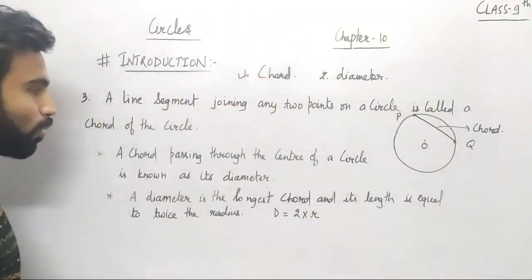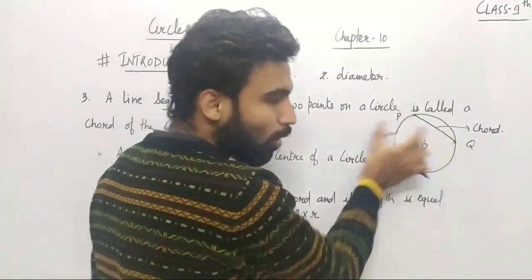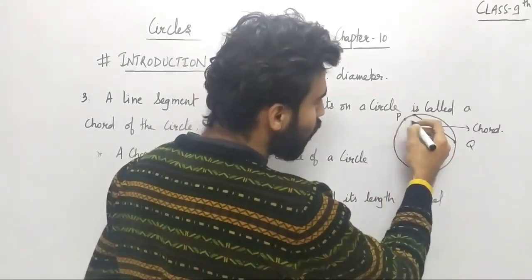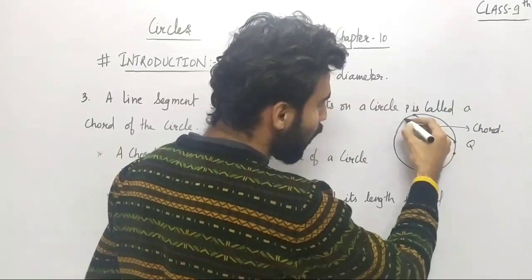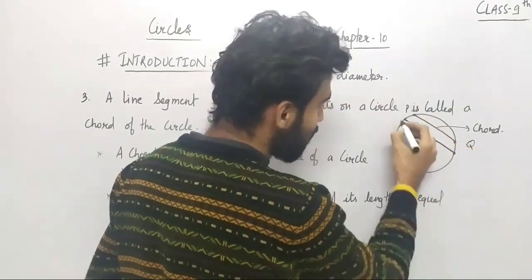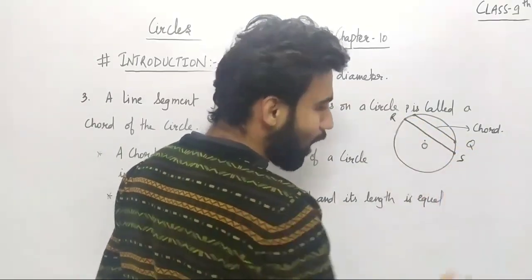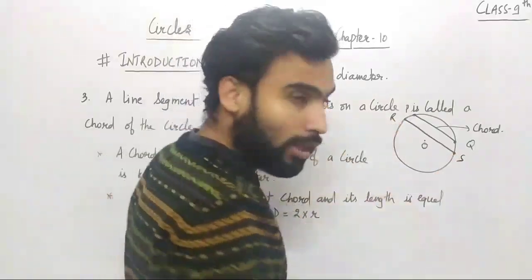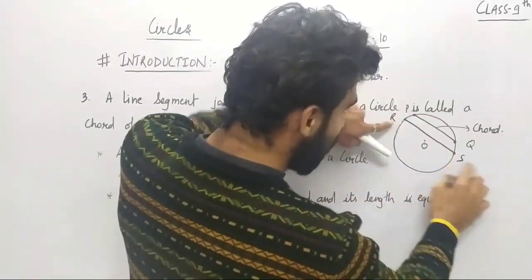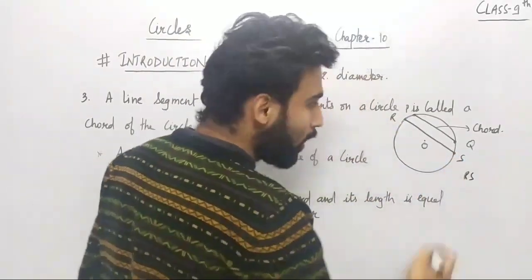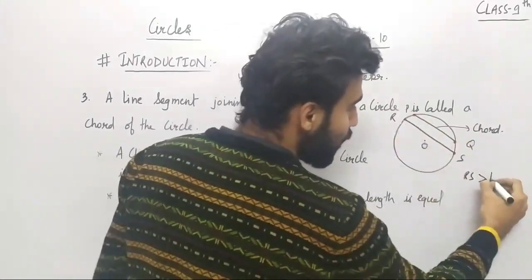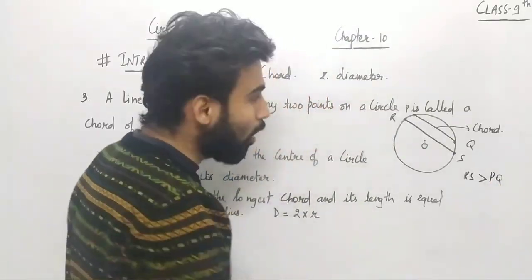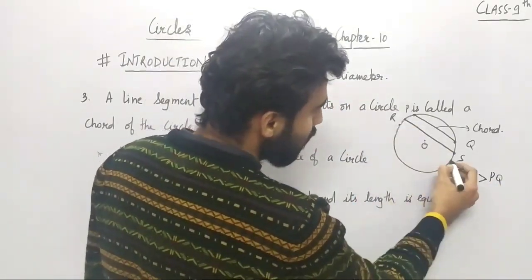So now this is a chord. Let me move on. Again, let me take 2 points and join them like this. Let me represent them by R and S. So this is another chord. Now you can see this RS chord, which I have drawn, is greater in length than PQ. Getting my point?